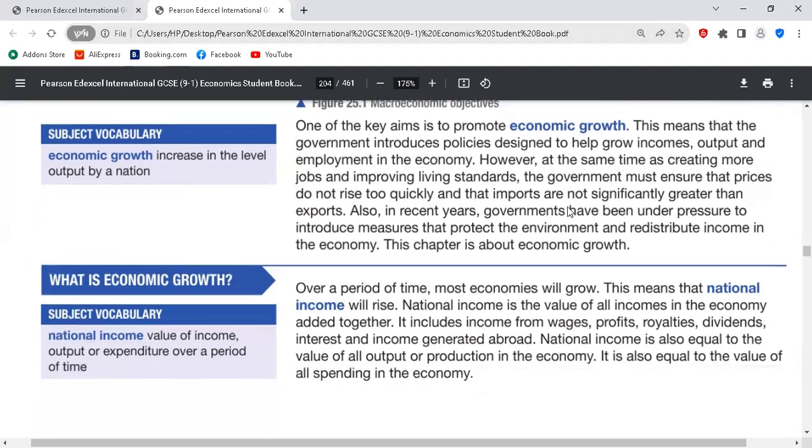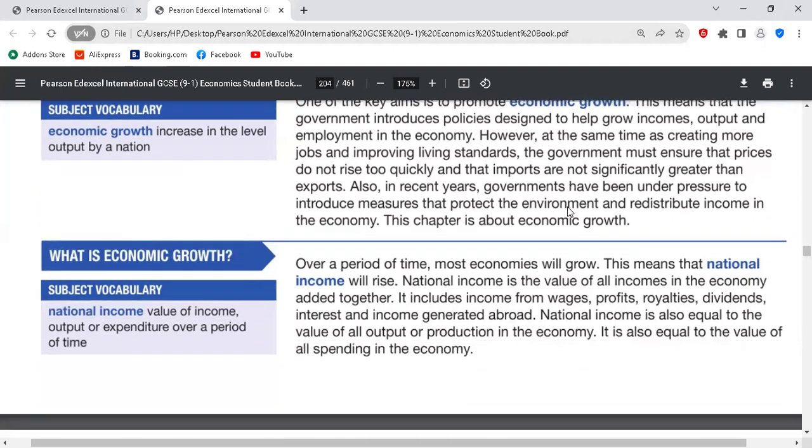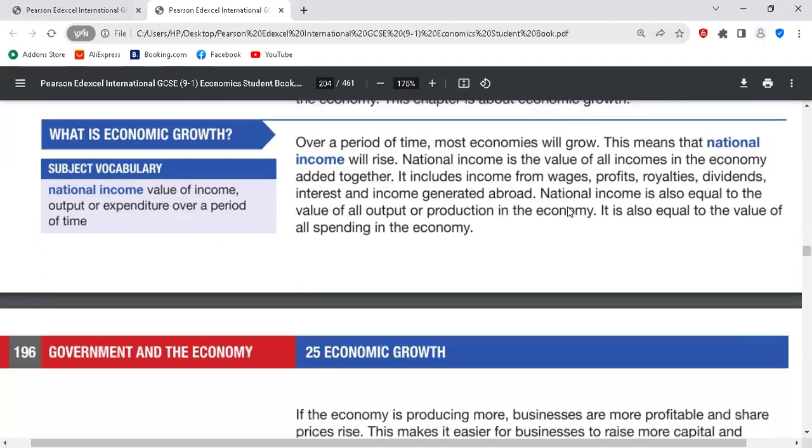So what is economic growth itself? Over a period of time, most economies will grow. This means that national income will rise. National income is the value of all incomes in the economy added together. It includes income from wages, profits, royalties, dividends, interest, and income generated abroad. National income is also equal to the value of all output of production in the economy, which is the GDP. It is equal to the value of all spending in the economy.